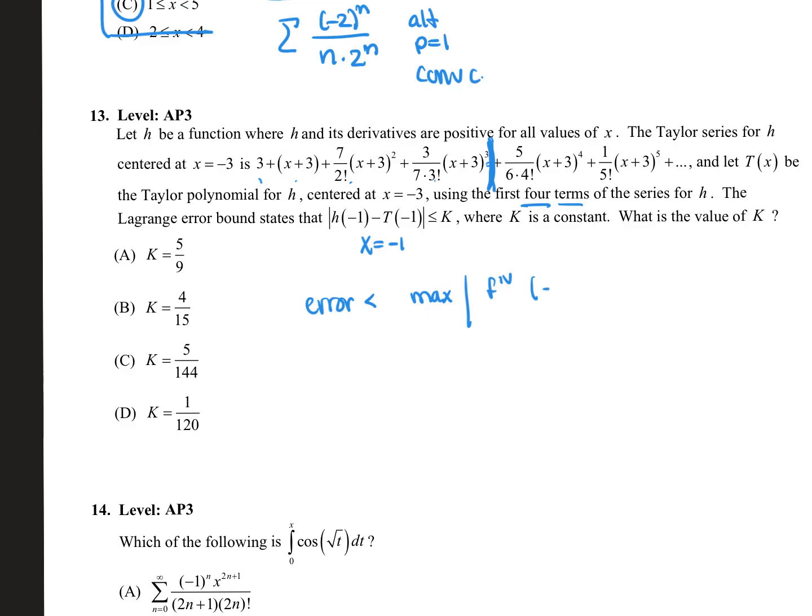And we're plugging in -1, so -1 plus 3 to the fourth, all over 4 factorial. And we know right here, this is the value of the fourth derivative. So it's going to be less than or equal to 5/6 times 2 to the fourth over 4 factorial, which is going to be 5 times 16 times 6 times 4, 24. And then as we start canceling this, we get that this is equal to 5/9.